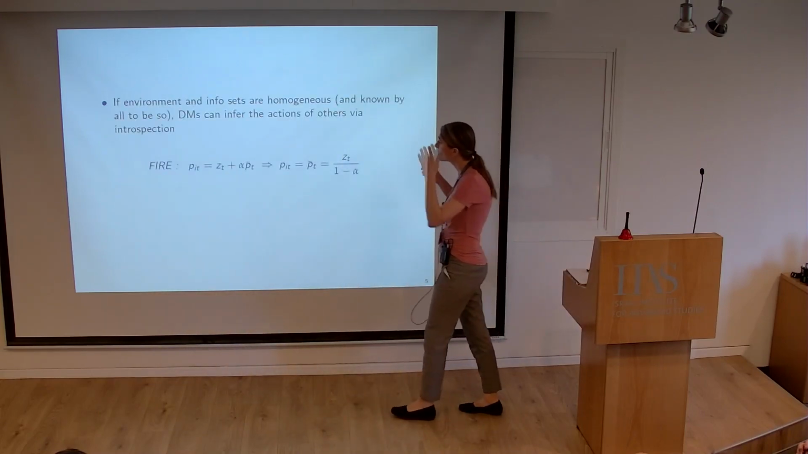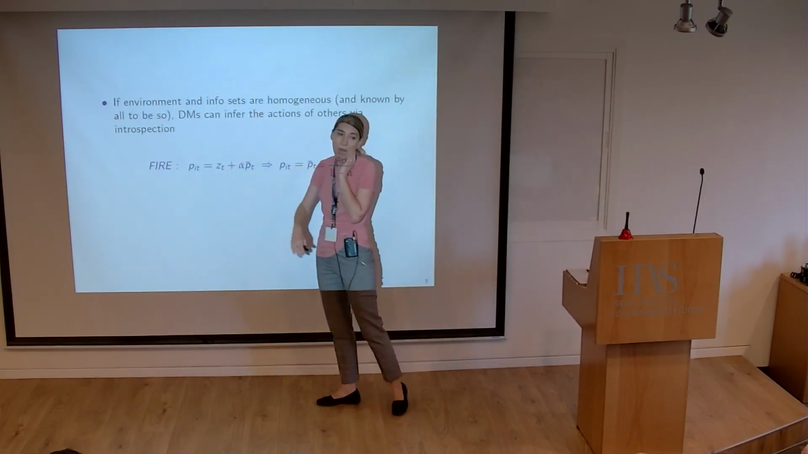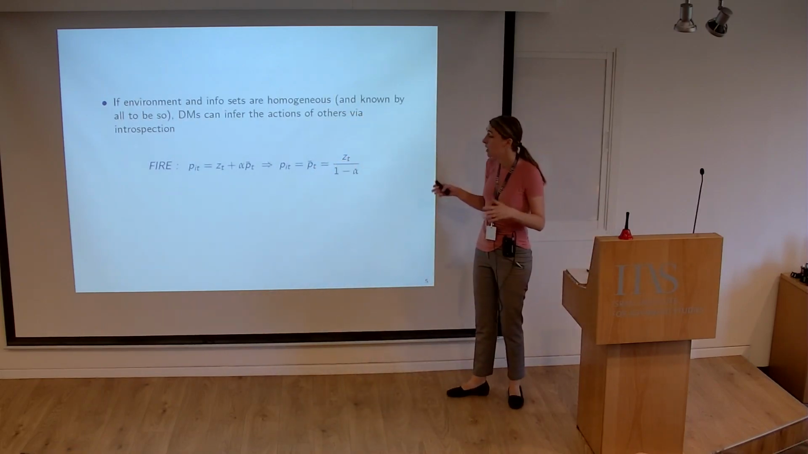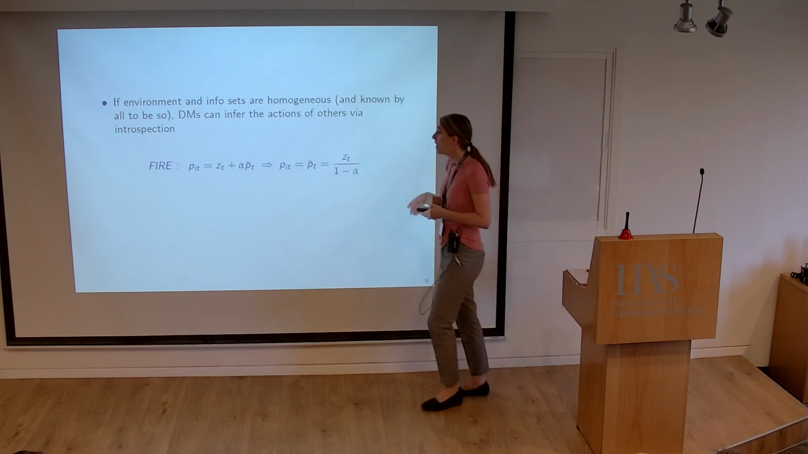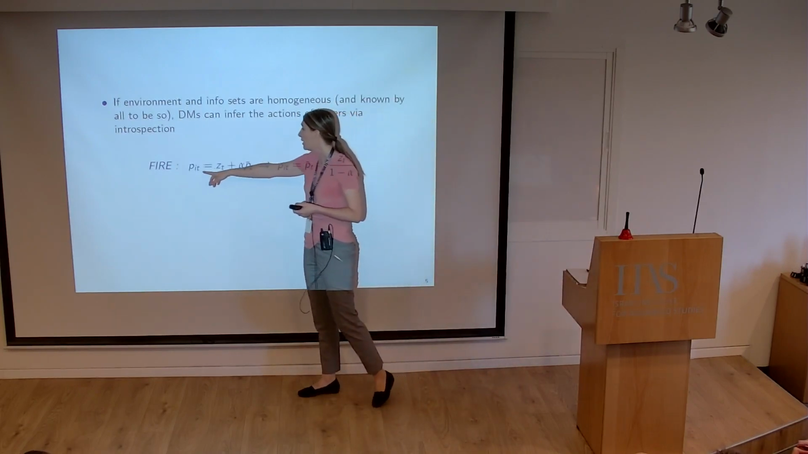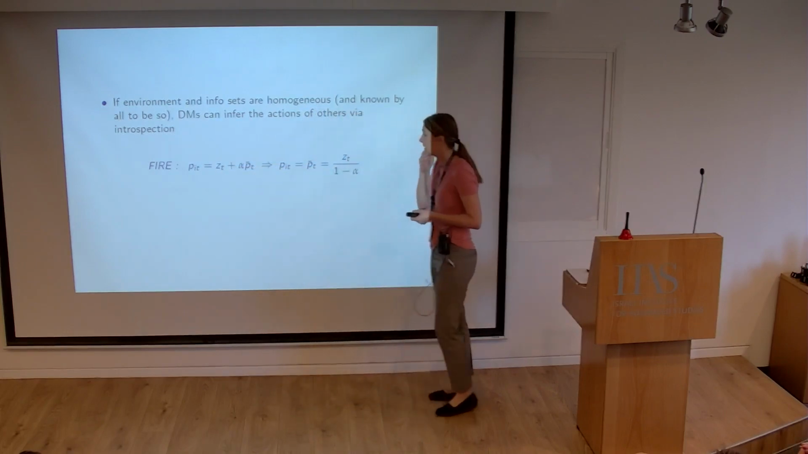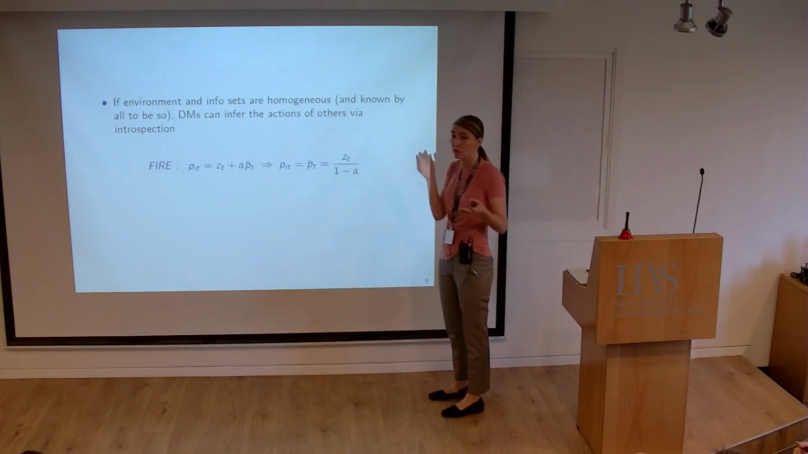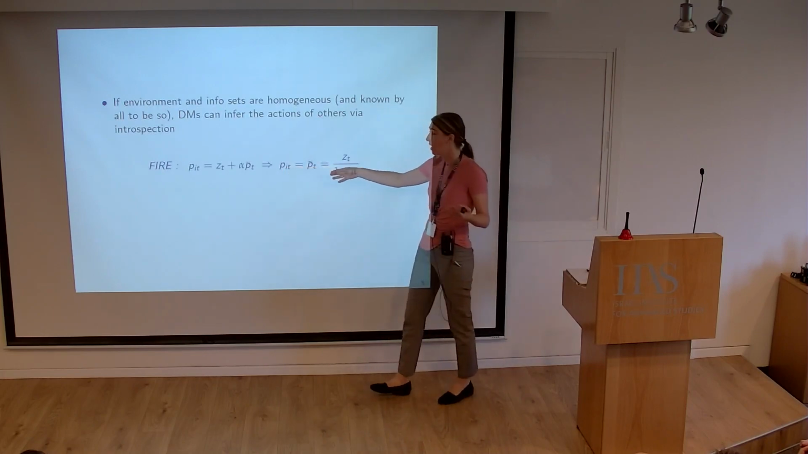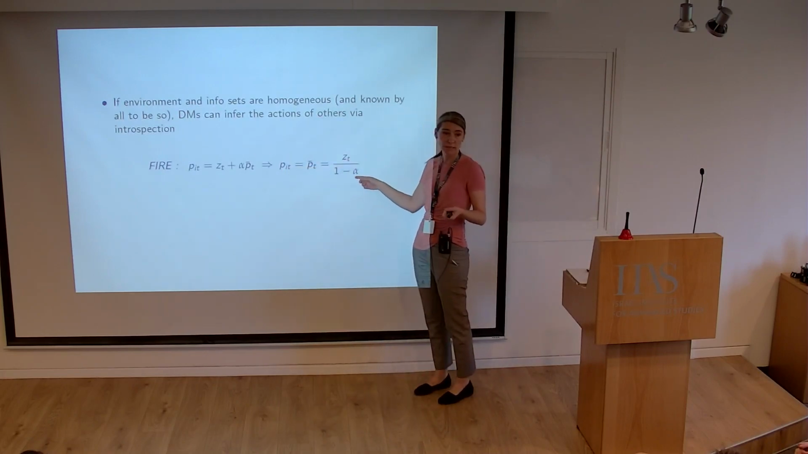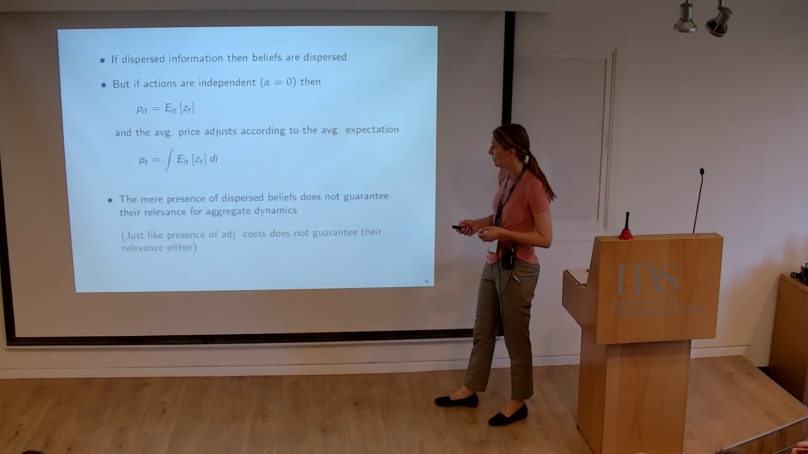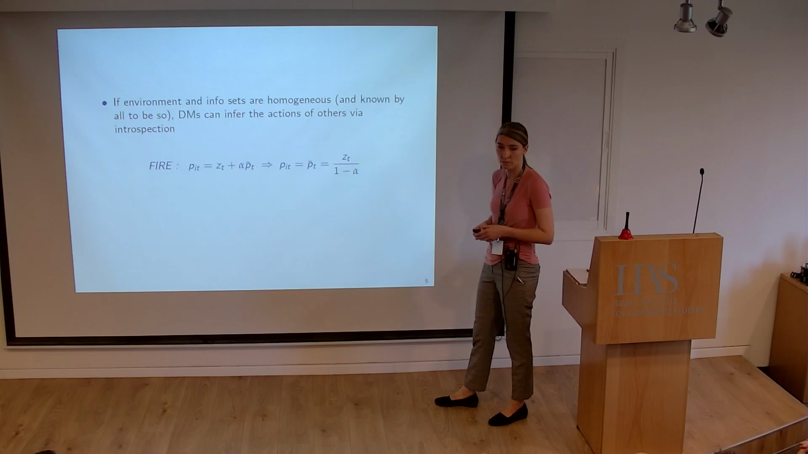Okay, so first, if the environment is the same for everybody, and if information sets are homogeneous, and everybody knows this to be the case, then you can infer the actions of others just purely by introspection. So given the law of motion for the optimal price that I showed you before, full information rational expectations just solves the fixed point problem. Everybody sets a price that is equal to the fundamental over 1 minus alpha, where alpha, again, is the degree of strategic complementarity. Could you just explain what you mean by information sets being homogeneous?